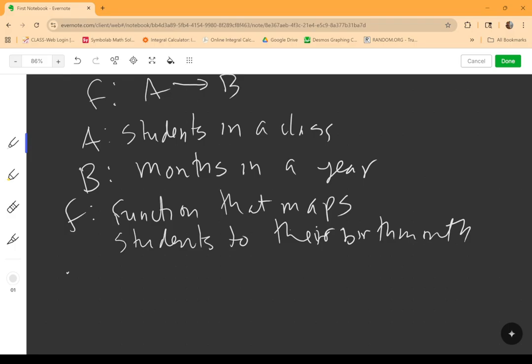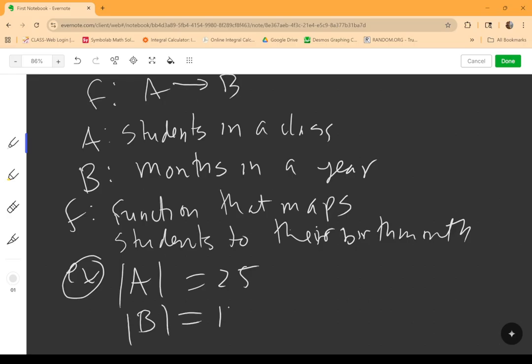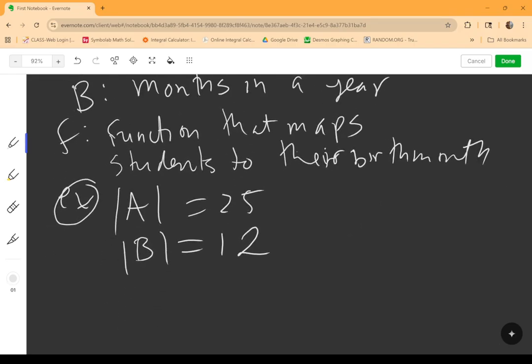Let's say in this example that we have a class of 25 students, and B is fixed, B is always 12 months. Okay, so here we could see that there is no way that f from A to B can be injective, because if we have 25 students and 12 months, then most definitely a month will have more than one student.